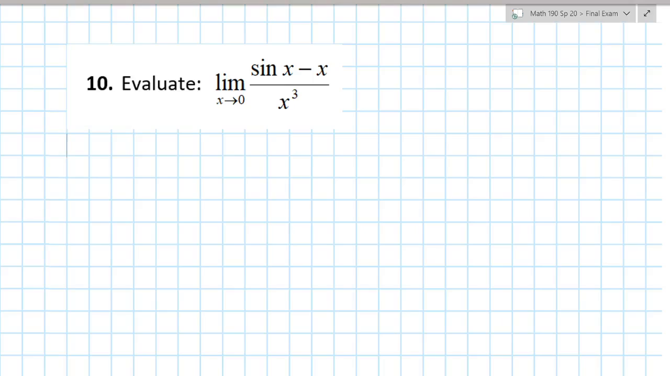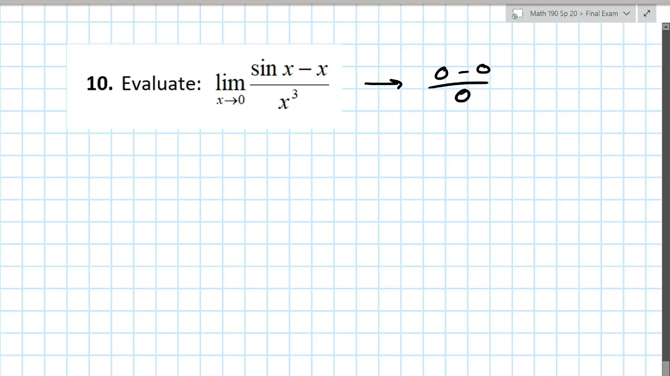Next, we want to evaluate the limit. Direct substitution gives 0 minus 0 over 0, or 0 over 0. This is a classic L'Hopital's rule kind of problem where you notice that what we start with is impossible to factor out and simplify algebraically. So we're going to apply L'Hopital's rule since it's a 0 over 0 form.